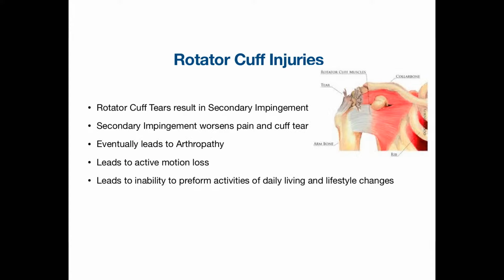So let's go into some of the types of rotator cuff injuries and how they can affect us. So we've already discussed how rotator cuff tears result in a secondary impingement. And as the ball rises upward, it pinches onto the acromion and causes worsening pain and worsens the cuff tear. This eventually leads to arthropathy, and arthropathy is not typically treated with a rotator cuff repair and requires a shoulder replacement. This also leads to active motion loss and then inability to perform our activities of daily living, such as lifting our hand above our head, or combing our hair, or putting groceries away, those various types of activities.